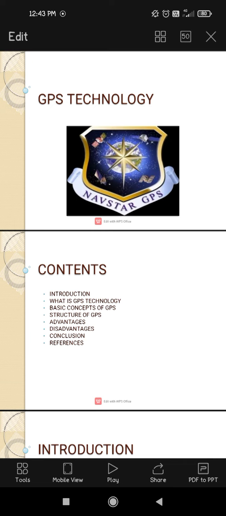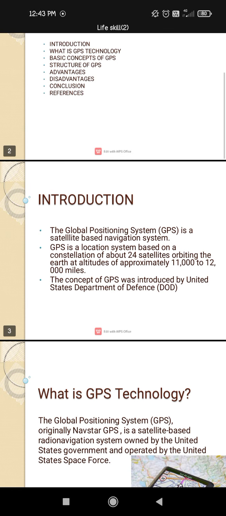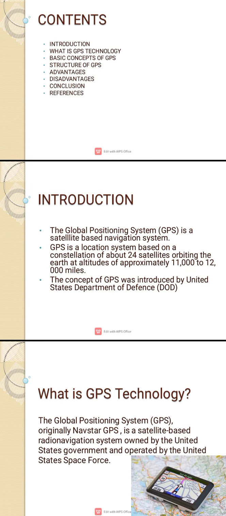First, we can see a small introduction about GPS technology. The Global Positioning System is a satellite based navigation system. It is based on a constellation of about 24 satellites orbiting the Earth at altitudes of approximately 11,000 to 12,000 miles. The concept of GPS was introduced by the United States Department of Defense, that is DoD.